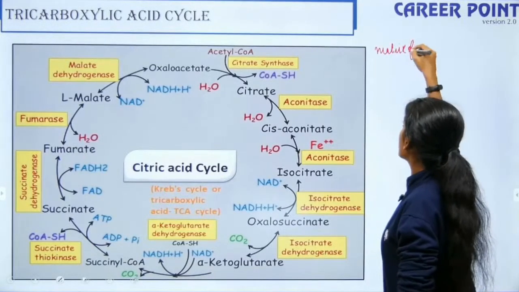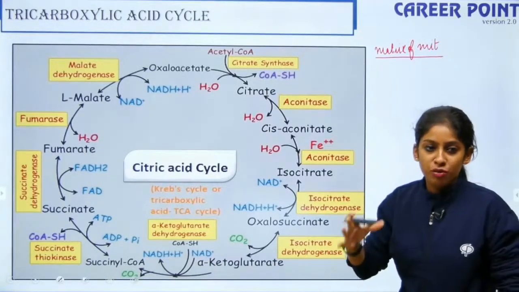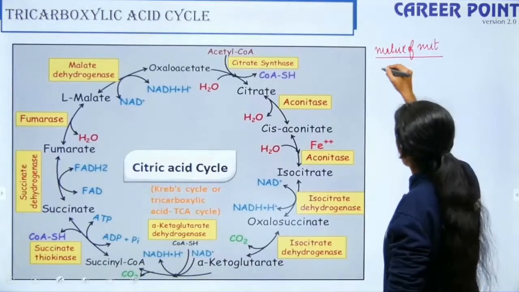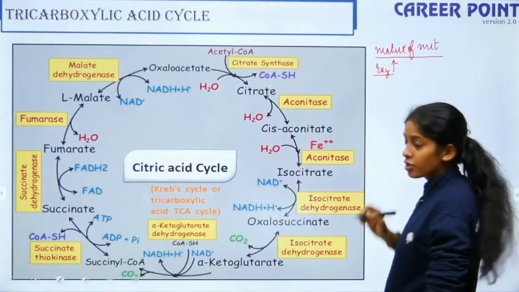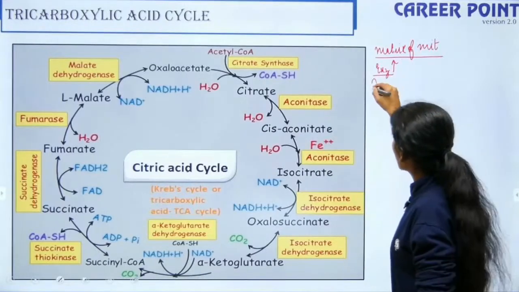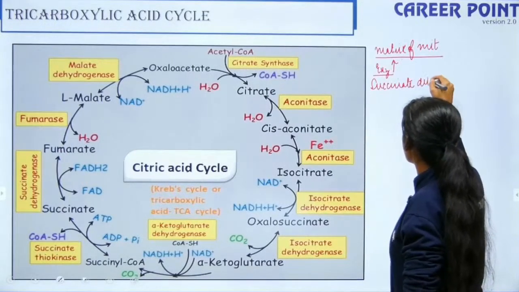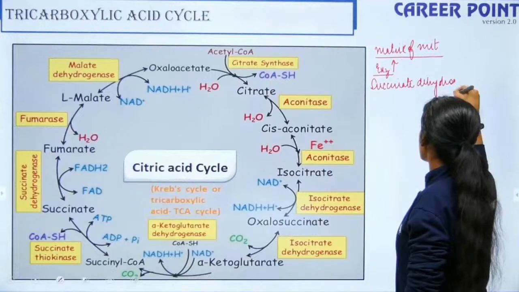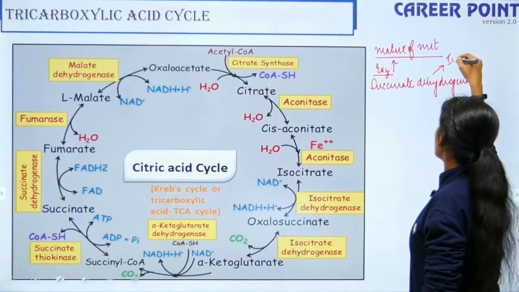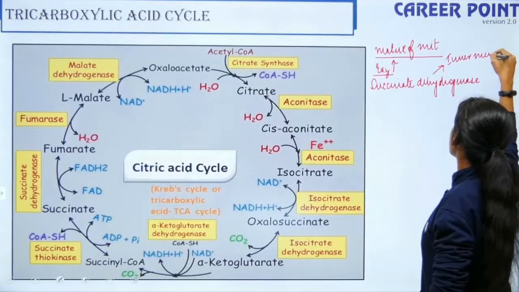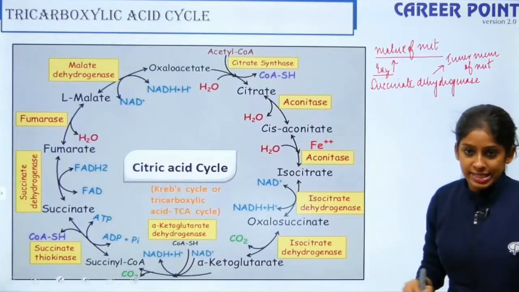So what do I mean by matrix of mitochondria? The matrix of mitochondria is the cytoplasm of the mitochondria. Fine. All enzymes for this citric acid cycle are also present in the matrix except one. You have one enzyme, that is succinate dehydrogenase. This succinate dehydrogenase is present in the inner membrane of the mitochondria. So this is the only exception.